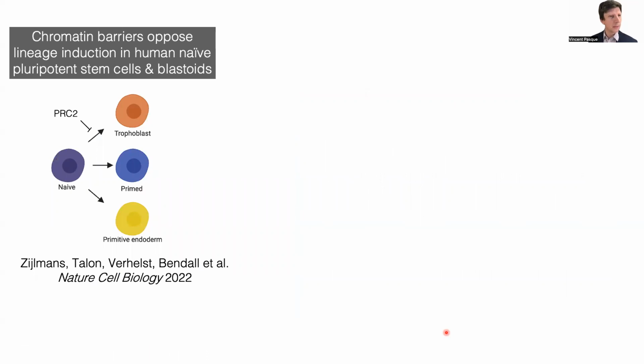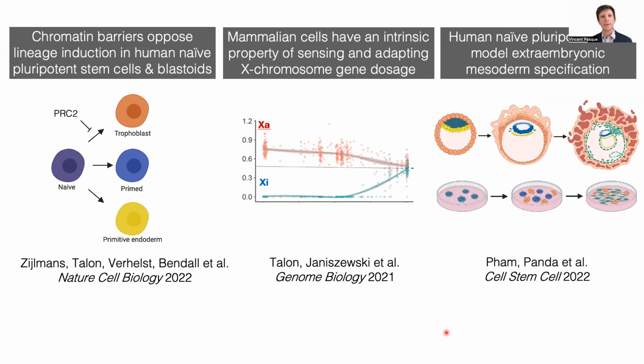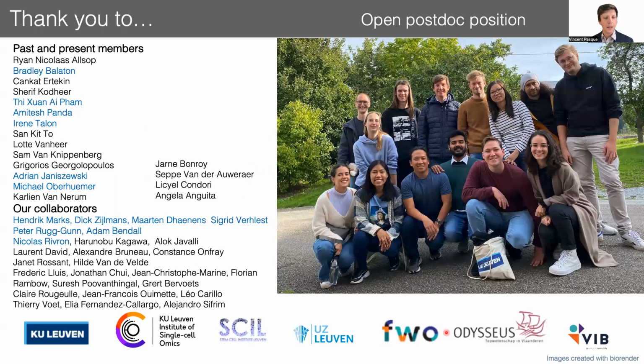So I want to stop here and recap what I've told you. I told you that chromatin barriers oppose lineage induction in human naive pluripotent stem cells and blastoids. That naive cells are not epigenetically unrestricted. In the second part, I told you that mammalian cells have an intrinsic property of sensing and adapting X-chromosome dosage. And in the last part, I told you that human naive pluripotent stem cells can be used to model extraembryonic mesoderm specification.